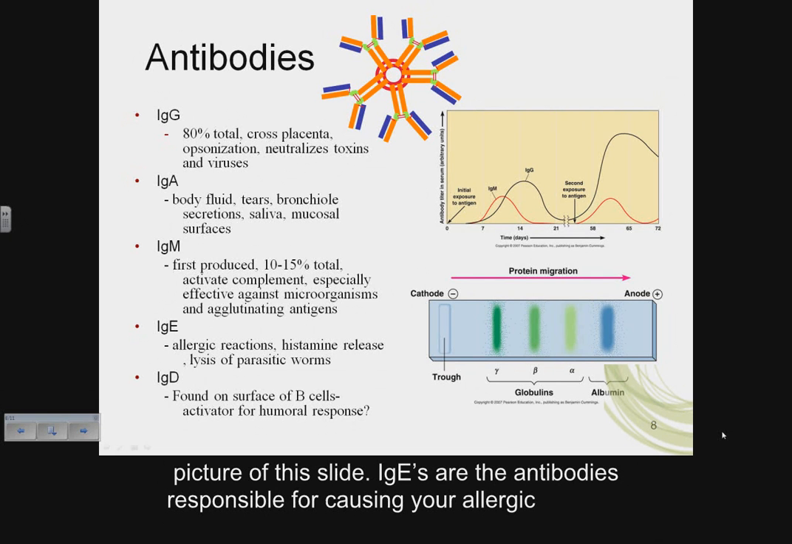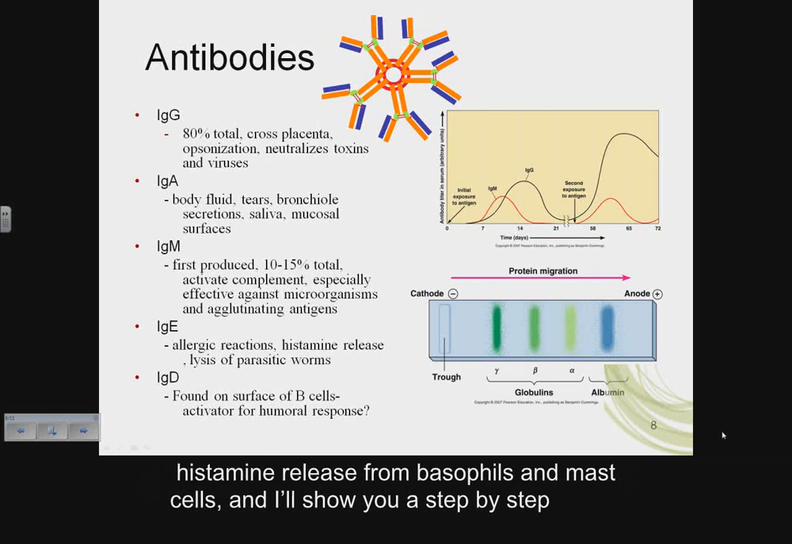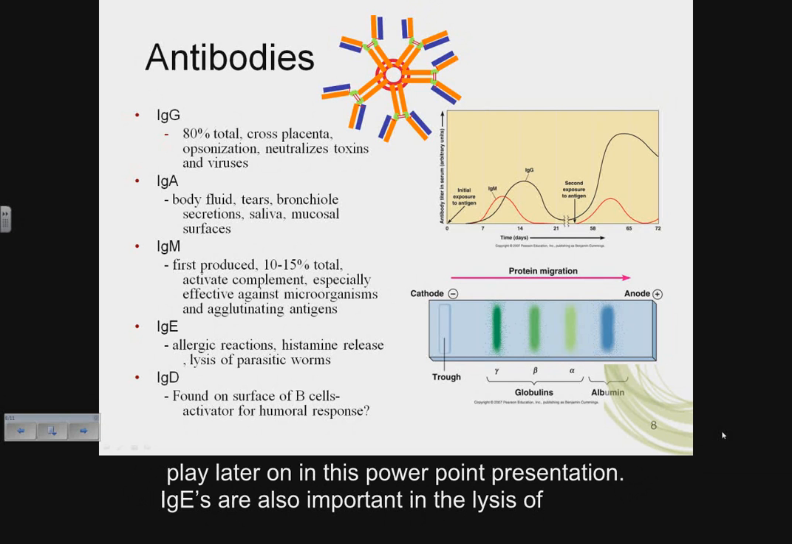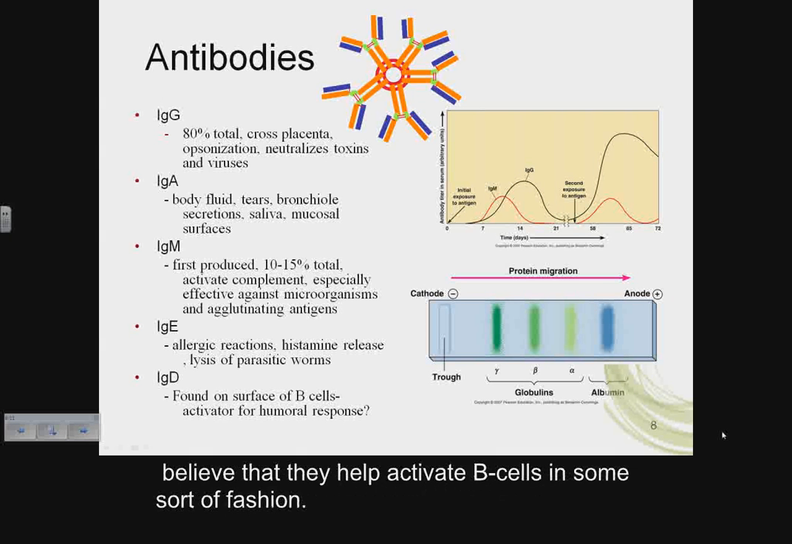IgEs are the antibodies responsible for causing your allergic reactions. If you have severe allergies, IgEs are not your friend. They stimulate histamine release from basophils and mast cells, and I'll show you a step-by-step play later on in this PowerPoint presentation. IgEs are also important in the lysis of parasitic worms. Lastly, IgD. Well, we're not really 100% certain what they do, but we believe that they help activate B cells in some sort of fashion.